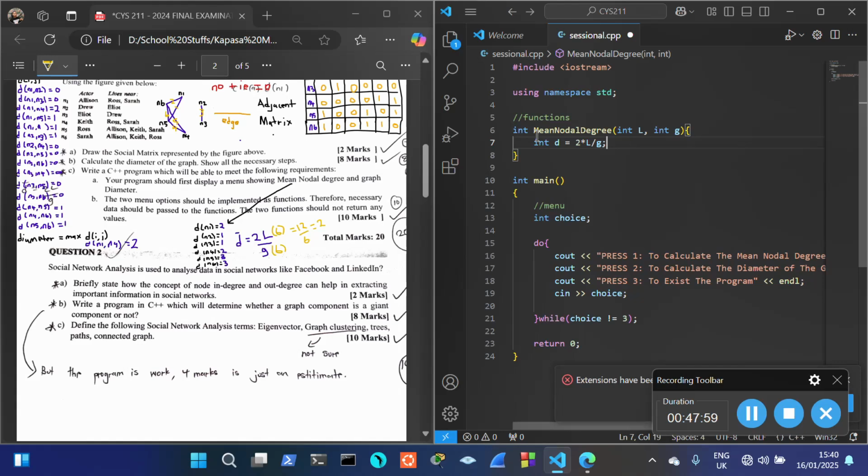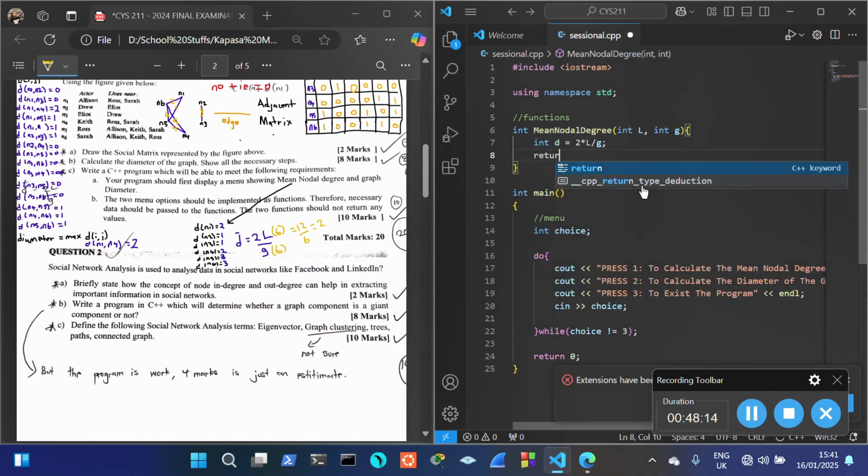Now, each and every function, such as the main function, you need to return something such as a 0. So in this case, since we want to return the mean nodal degree, and mean nodal degree is denoted by D, we're going to return D, which will be giving us our expected answer. So the first function has been implemented for mean nodal degree.